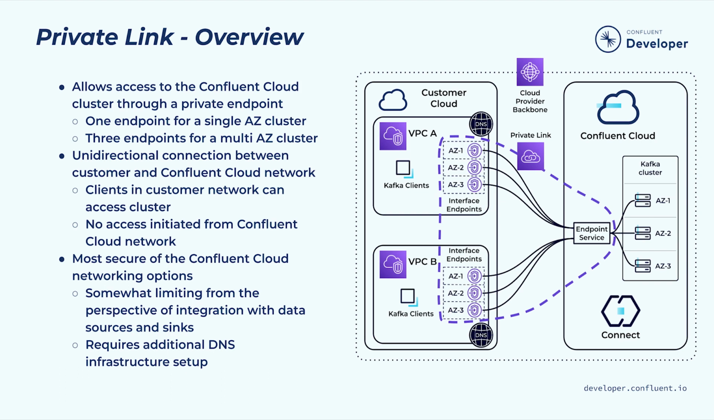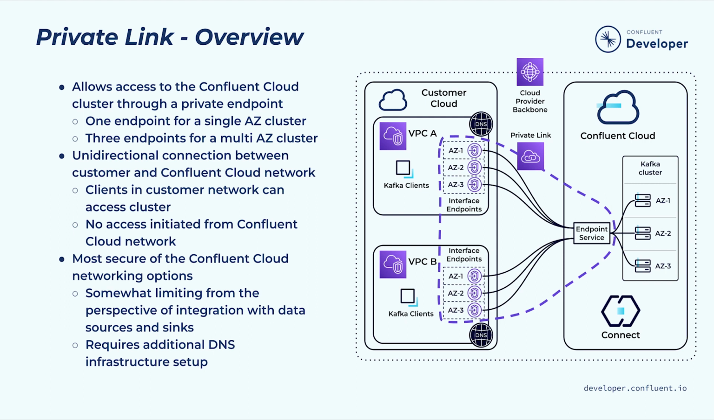On the Confluent side of the Private Link, we will continue to run multiple brokers for you. You don't have to worry about how many brokers are running. We create what's called a Private Link service. This basically allows you to create private link endpoints in your VPC or VNet that grant you access to the Kafka cluster. Each endpoint is an IP address that lives in one of your subnets.